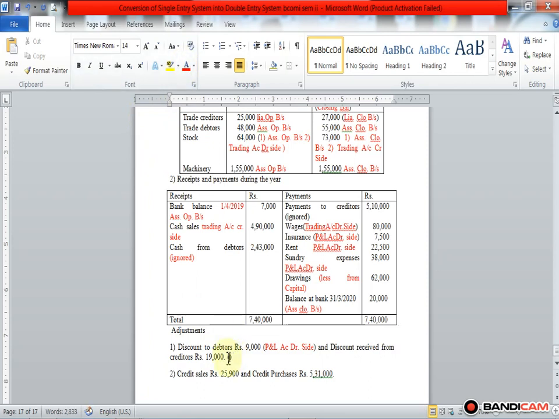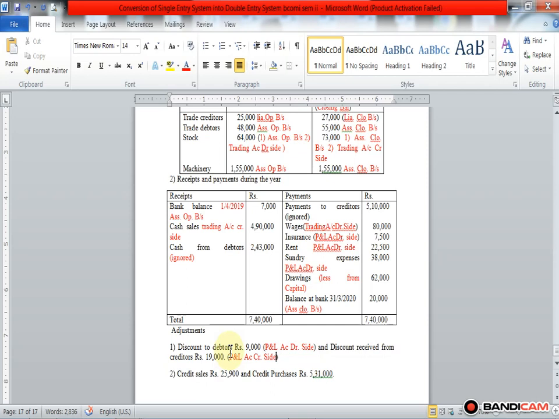P and L account credit side. Got it? So remember this: one effect is given to the debtors account, on the credit side, discount allowed rupees 9,000, and one effect of discount received is on the creditors account, discount received 19,000. But the discount allowed is our loss, shown on the debit side of profit and loss account, and discount received is our gain, shown on the credit side of profit and loss account.